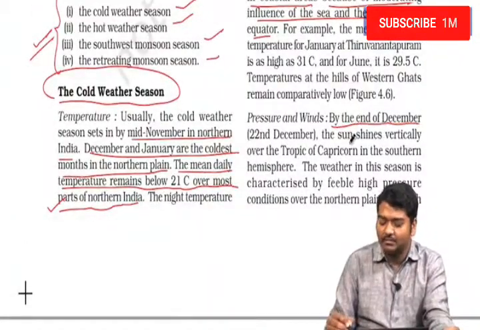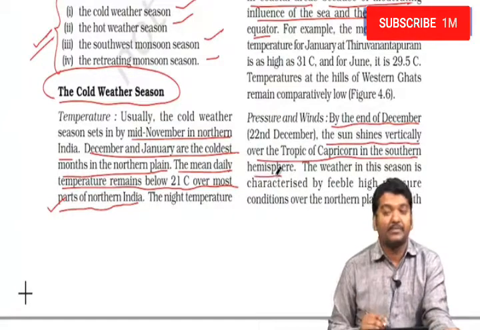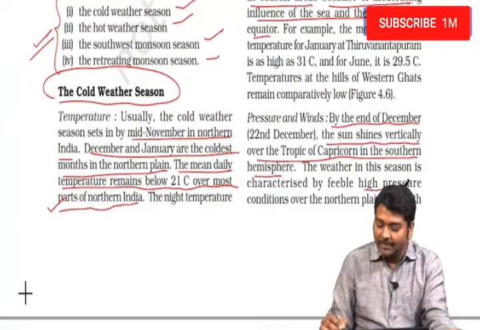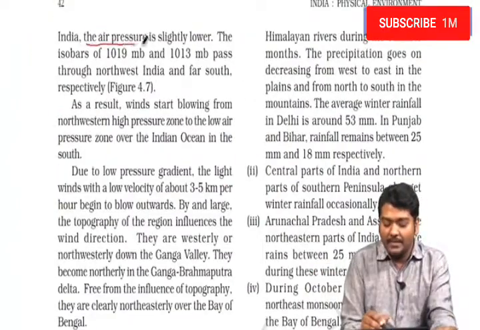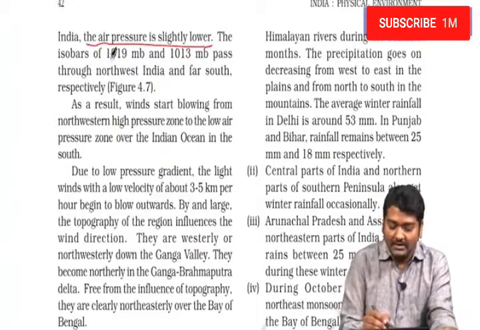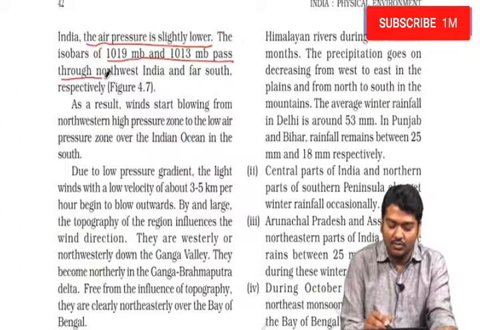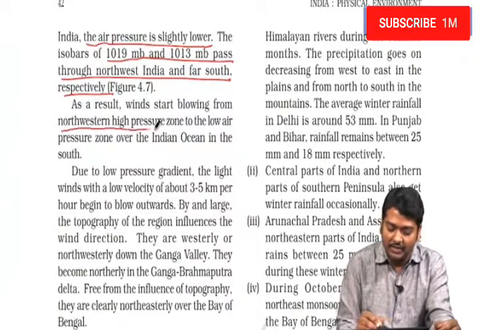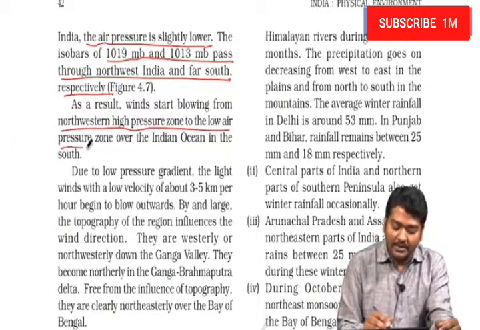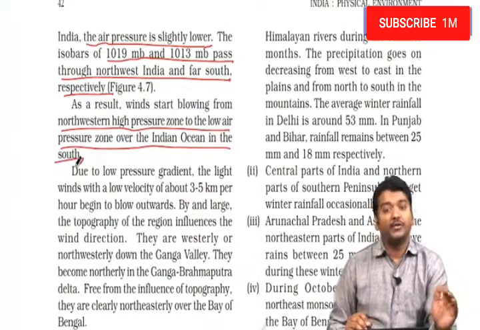By the end of December, the sun shines vertically over the Tropic of Capricorn in the southern hemisphere. Because of this, high pressure will be there over North India. In South India, the air pressure is slightly lower. That is, the isobars of 1019 MB and 1013 MB pass through northwest India and the far south respectively. As a result, wind starts blowing from the northwestern high pressure zone to the low pressure zone over the Indian Ocean in the south. That is, wind is blowing from land to sea.